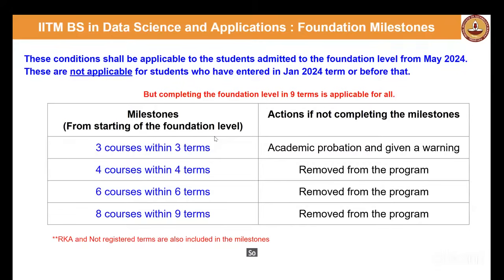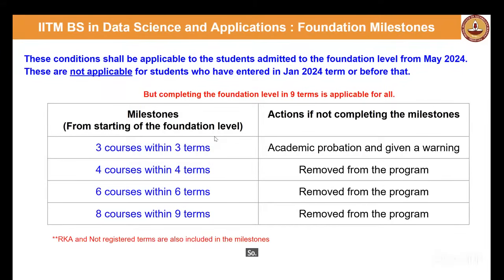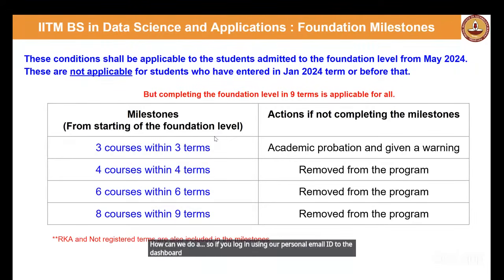My question is, in each successive term, do we lose access to the courses of every previous term? So you can fetch it from your registered personal email ID. How can we do that? We have to log in using our personal email ID to the dashboard, and then we can access it. Yeah.